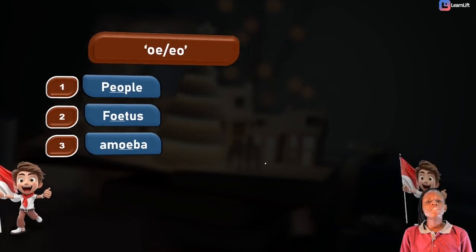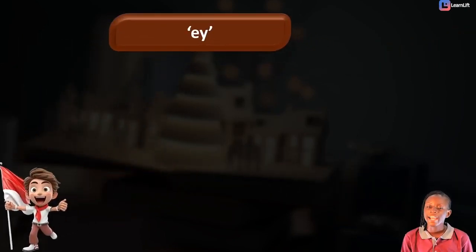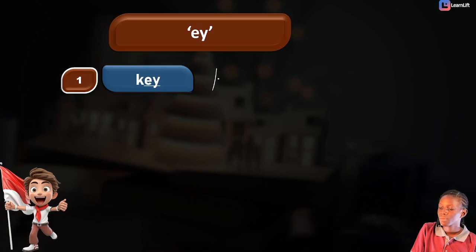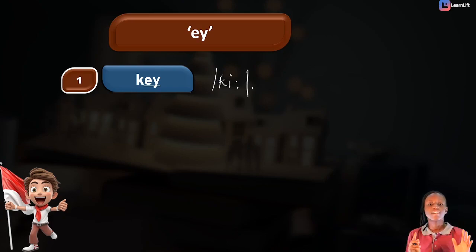Okay, moving on to the next spelling form, we have EY. Actually, it's just one word, as I don't have many examples. We have our key. Now, when I say key, bunch of keys, I have my E sound there. For my key, I have this as its transcription. Key, just that. E.